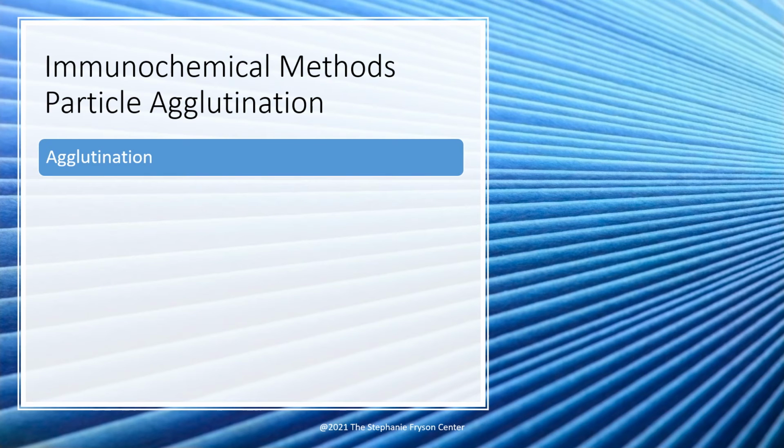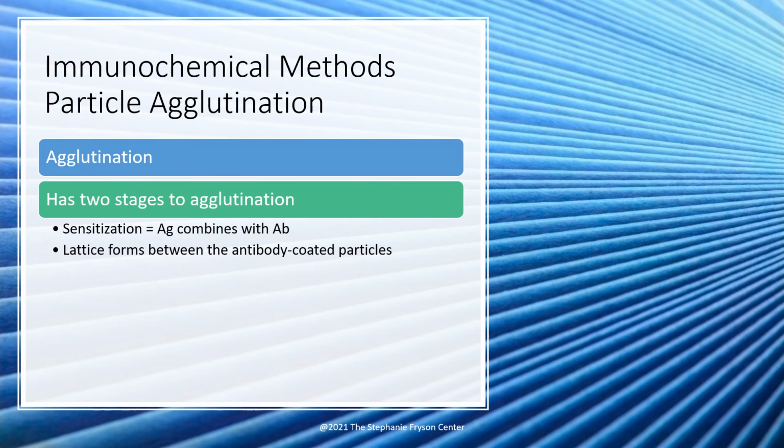All right, particle agglutination. What you have here is two stages to agglutination. One, sensitization. The antigen combines with the antibody. Sensitization occurs in different methods. Sometimes you have to let the reaction sit for like 15 minutes. Sometimes you have to change the temperature. Sometimes you have to add a light source. It just depends on the antigen and antibody. A lattice forms between the antibody-coated particles.